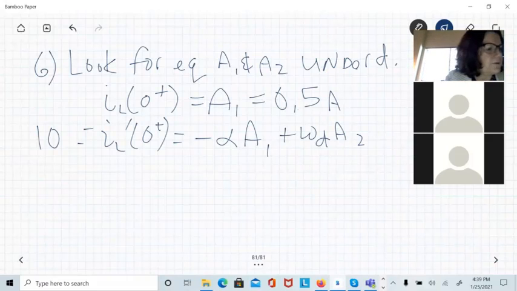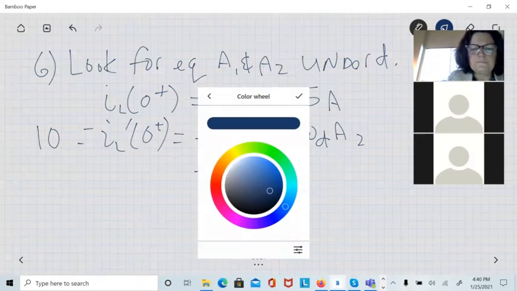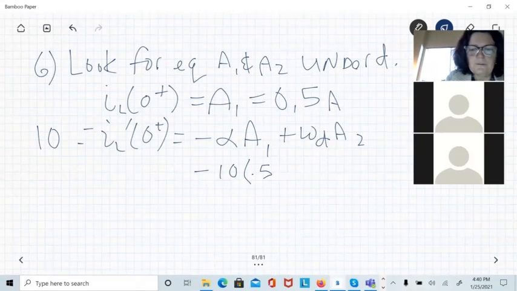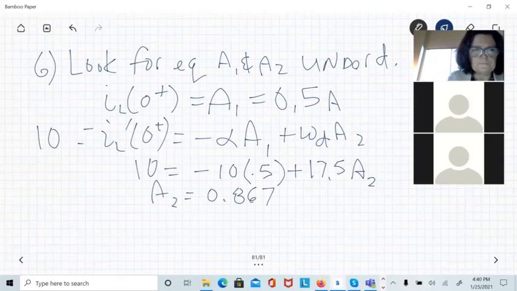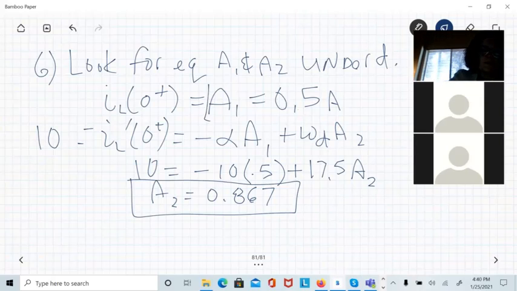Now we've got a number for alpha. Alpha's 10. We've got a number for A1. That's just beautiful. It's 0.5. We've got a number for omega d. It's 17.3. And we don't know A2. But all this equals 10. I don't even have to do 2 equations and 2 unknowns here. I'm just solving this equation for A2. And when I do a little bit of algebra, I get A2 is 0.867. So that's what we get out of this step. We get numbers for A1 and A2.